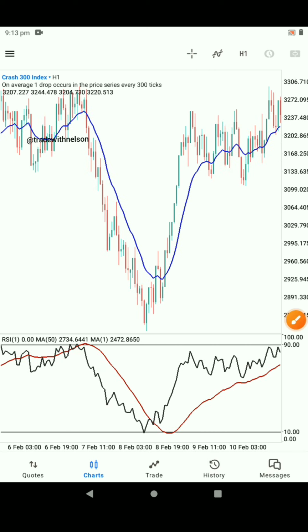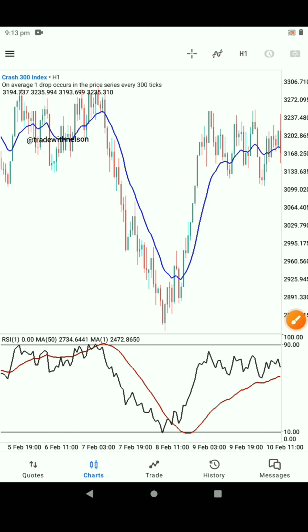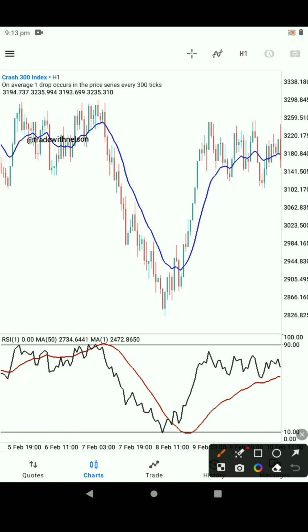And for the buy condition, it is also the same thing as what we have given so far. So we see the red and the black moving average enter into the oversold level.